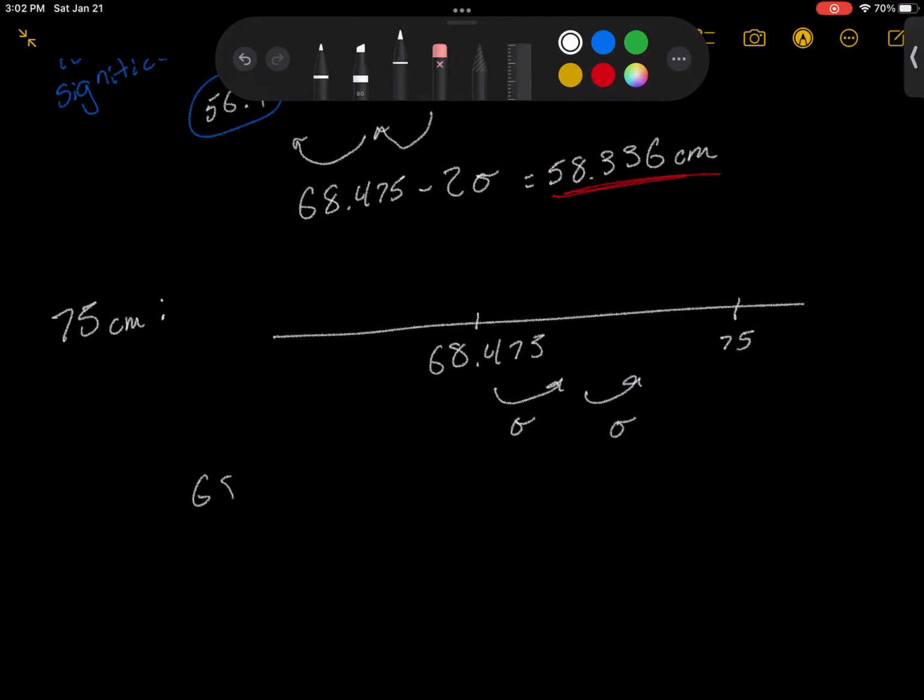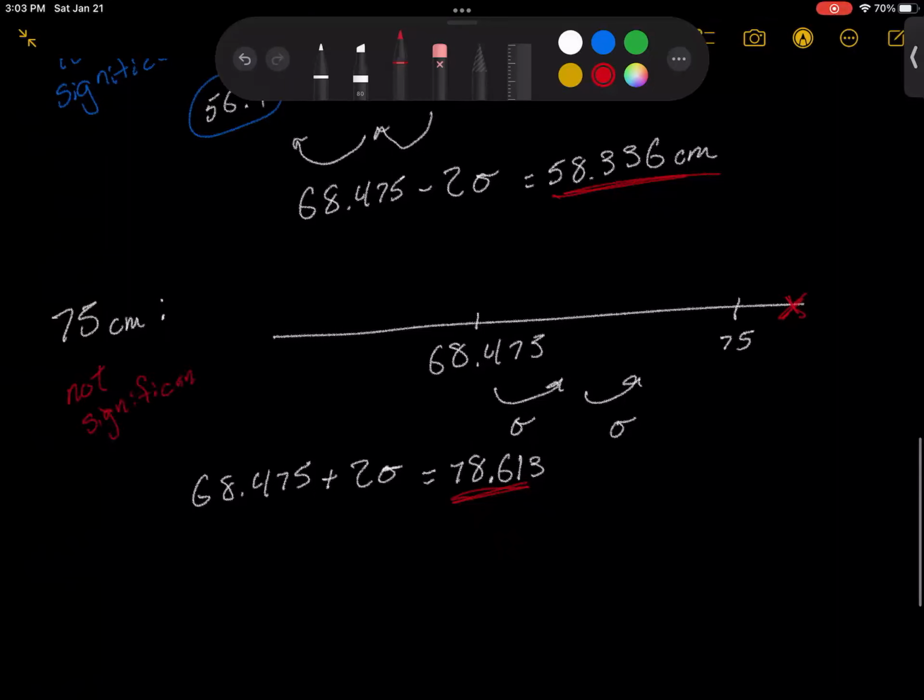So if I take 68.475 and I add 2 standard deviations, I get 78.613. So 78 is further away than the 75. So that means 75 is closer to our average than 2 standard deviations. So this is not significant. Right? It's not quite 2 standard deviations away.